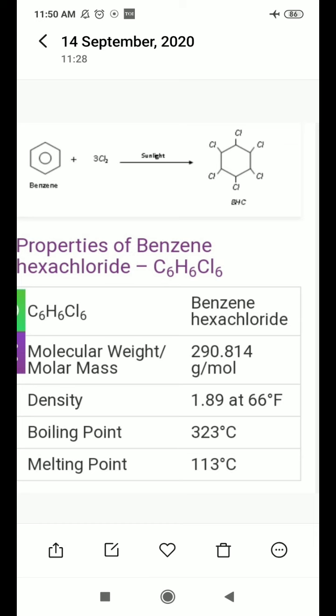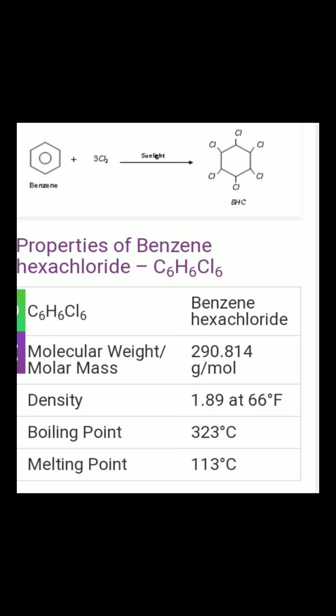Okay. Now what are the properties of this benzene hexachloride? Molecular formula C6H6Cl6. That is benzene hexachloride. Actually, which is the wrong one. We can say here cyclohexane hexachloride. This is the common name. And what is the IUPAC name? The IUPAC name is 1, 2, 3, 4, 5, 6 hexachlorocyclohexane.